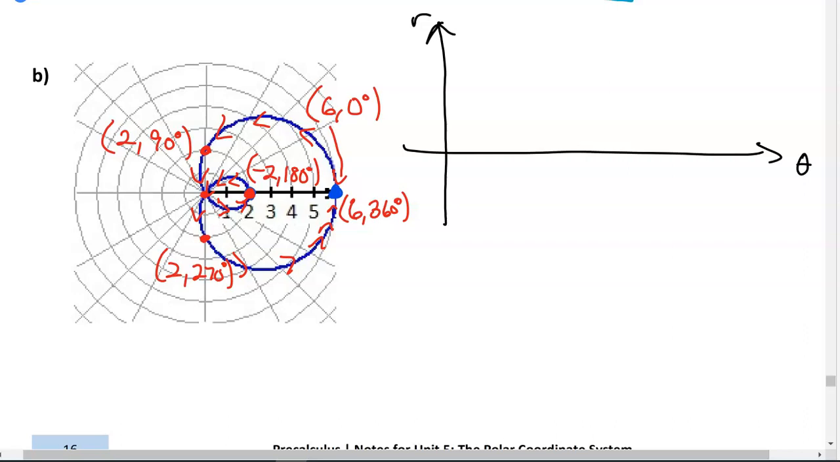And we're going to need R values that go from a lowest value of -2 to a middle value of 2 and a high value of 6. And we'll need all of our quadrantal values on the graph.